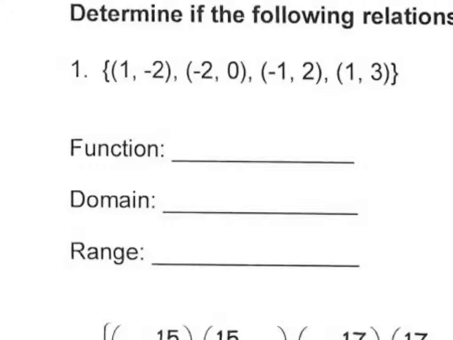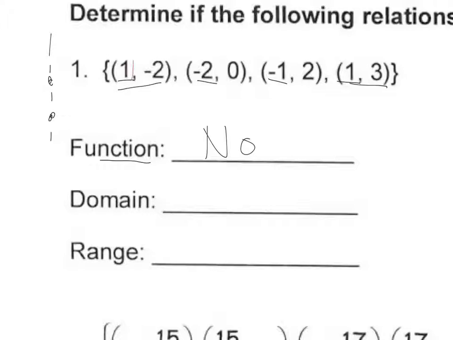Here we're looking at a relation that's a collection of coordinates, and we have to decide a couple things. We have to decide if this is a function, what the domain is, and what the range is. To decide if this is a function, we look at our x values. If we have repeated x values, like 1, negative 2 and 1, 3, that means this would not be a function. Those 2 points would be graphed on top of each other, and this would violate the vertical line test. So no, this is not a function.